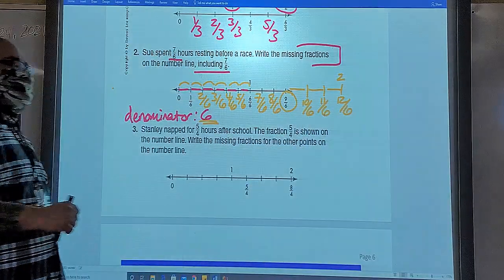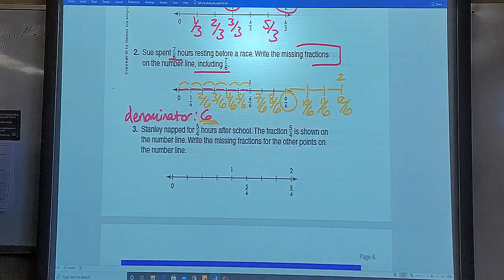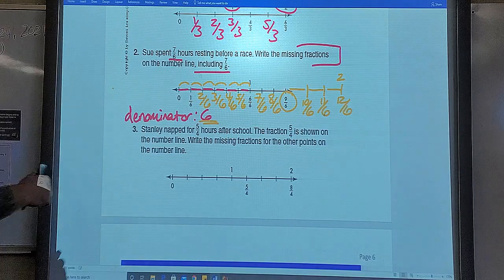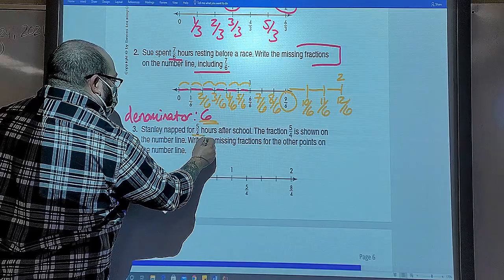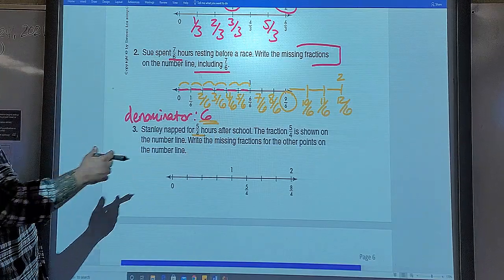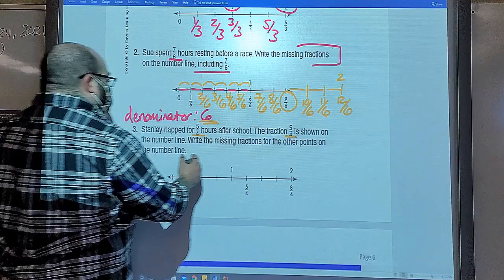Because really, when we have a numerator that's bigger than the denominator, it means we have an improper fraction. And the reason I'm telling you guys this now is because very soon we're going to start talking about how you fix that. Because we actually don't want our fractions to look like that. We want our fractions to look like proper fractions, or what we'll end up having, what are called mixed numbers. But anyhow, last one. Stanley napped for 5/4 hours after school.